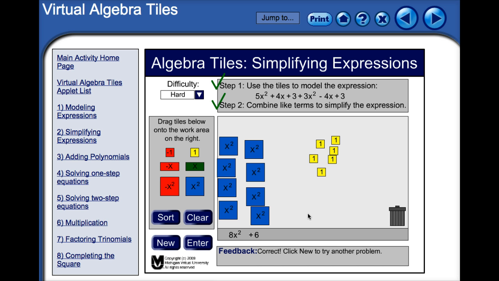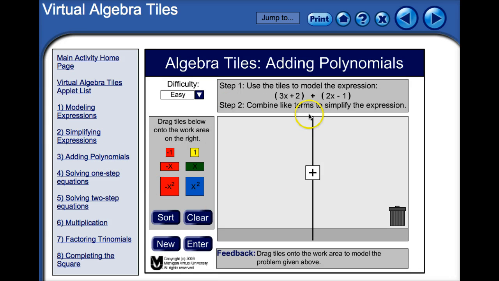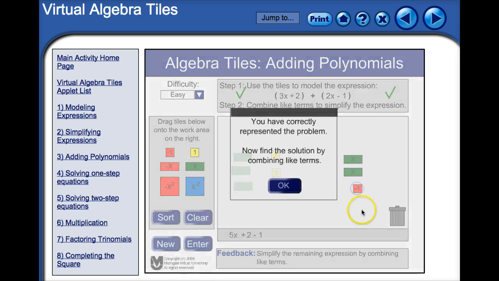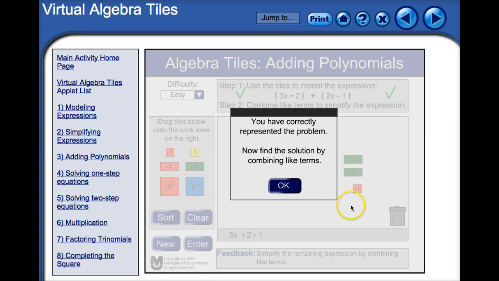So that is an example of simplifying expressions. And it's just a short jump from that to go to adding polynomials. So if I click on adding polynomials, here's my two polynomials, 3x plus 2 and 2x minus 1. So I can model that if I drag my 3x's here. That's 3x plus 2. So I've modeled that correctly. And then I want to add to that 2x minus 1. So 2x minus 1. Okay, so it tells me I've correctly represented the problem.